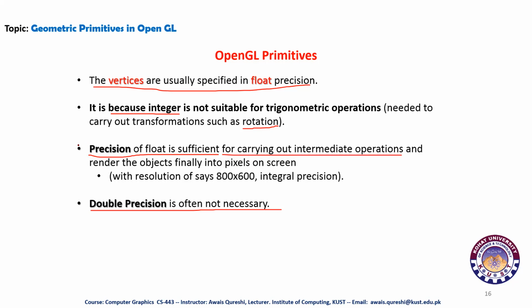So this is the second reason why we are using floating point numbers in drawing different vertices, because the precision of float is sufficient for carrying out intermediate operations. And the third thing is we are not using double precision, as it is not often used in OpenGL.